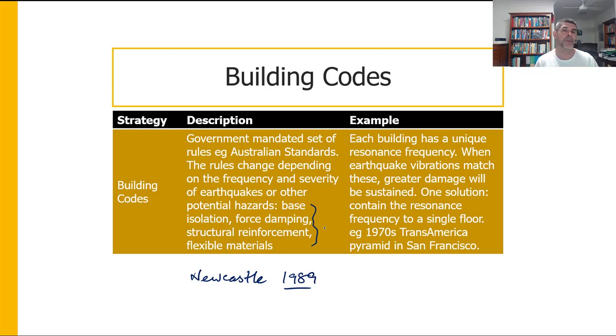The same sort of thing can happen with buildings. If the earthquake vibration corresponds to the building's resonant frequency, it can shake so much more, and like glasses or like bridges, the damage can be much greater. So one of the solutions was to try and contain resonant frequencies to different floors, change the way that the building was constructed so that maybe if one floor was going to correspond to the resonant frequency of the earthquake, other floors above it or below it would not. So in that way, trying to minimize things. An example of that's the 1970 development of the Trans-American Pyramid in San Francisco.